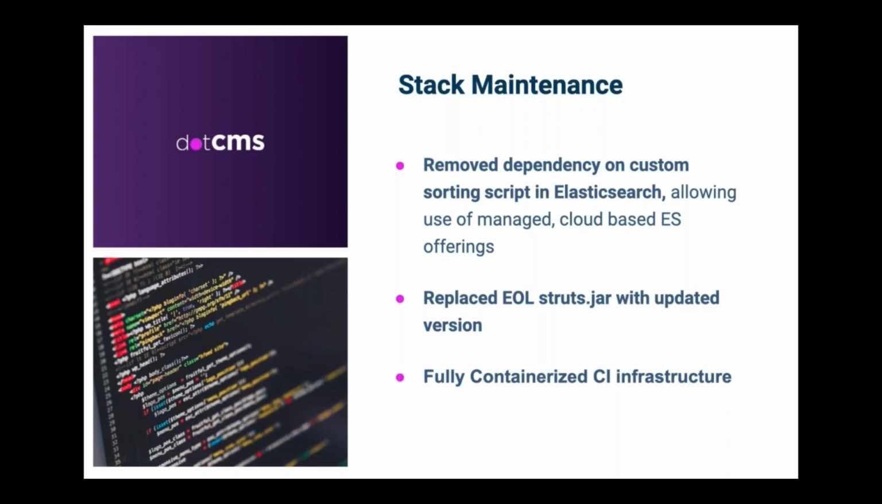With regard to improvements in the stack, one thing dotCMS in 5.2 has done is we've removed the dependency on custom scripts in Elasticsearch. And so what this means is that out of the box, you can just set up a vanilla Elasticsearch cluster and point dotCMS to it without having to do any sort of custom work or install any custom scripts in that Elasticsearch. And it allows us to also leverage hosted Elasticsearch services when running in the cloud.